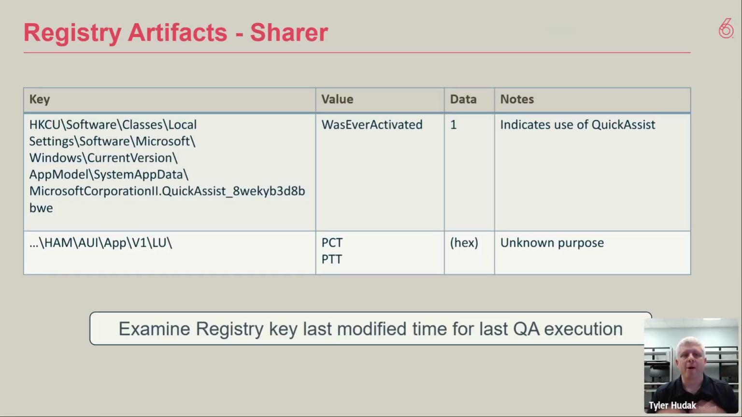All right. There are a couple registry artifacts. The most useful one here is this HKCU, this really long key that's going to be in the user's registry hive. It's going to have a value of WasEverActivated. And so if the value is set to 1, that indicates that Quick Assist was at some point used. So if a user tells you, well, I've never used Quick Assist, you can go and check this registry value, and if it's set to 1, then that user did in fact use Quick Assist at some point in time.